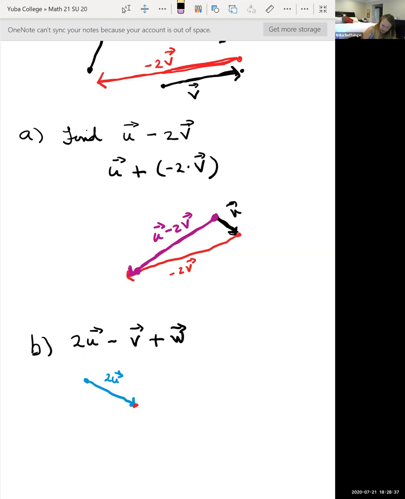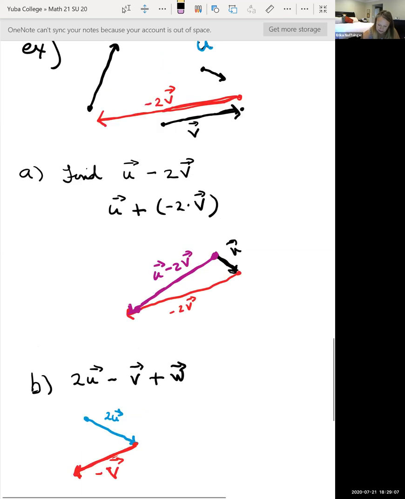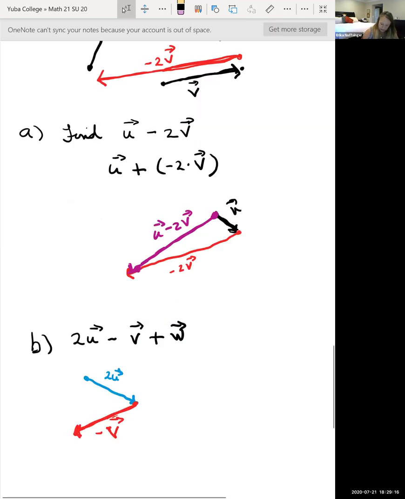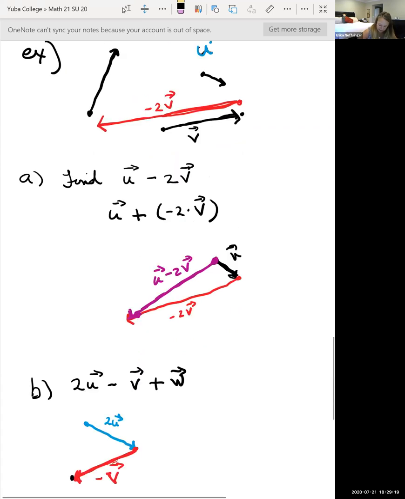So let's see. Sorry, it's hard to do this. It's about that. It's about the same length. So this is minus v. And then plus w. Where's w at? W is right here. So we're doing this at this point, and plus w, so it's the same length and same direction.